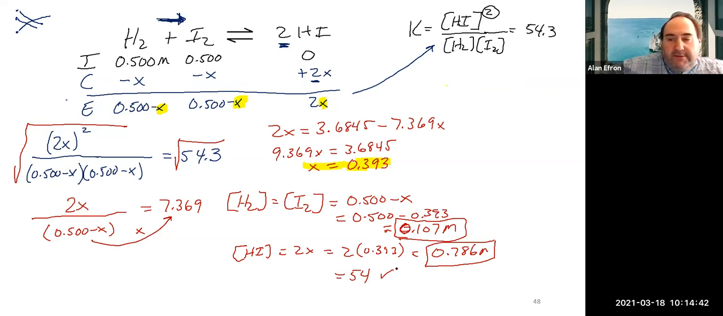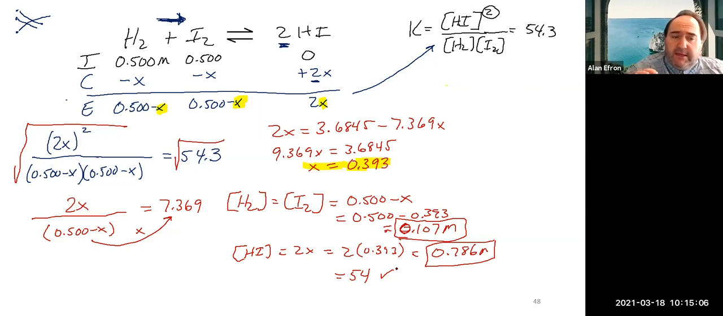Yes, to answer your other question, the 54.3 was the K value that was given to us in the problem. In these types of problems, when you're trying to find equilibrium concentrations, you would usually be given the K value. Otherwise, you would have no way to check it. So definitely, you could do the quadratic.